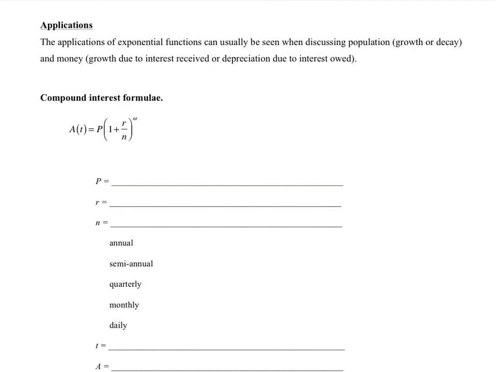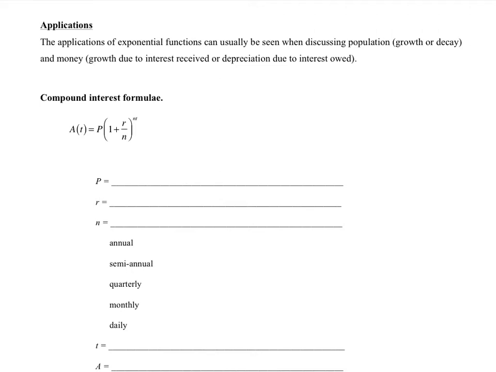Okay, let's look at an application. Exponential functions are used a lot when dealing with population growth or decay. If you look at how populations respond to disease or other things, or predators and prey, you use exponential growth and decay models. Another very important application of exponential functions is money, due to growth of interest received or depreciation due to interest owed.